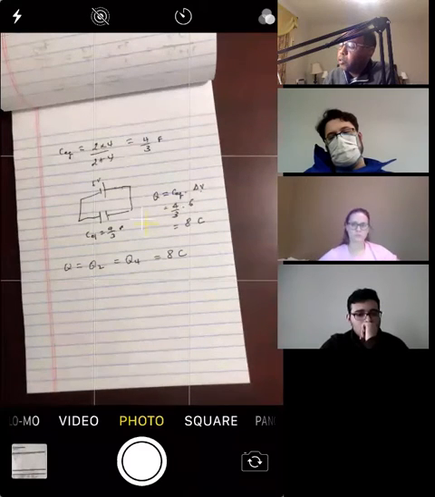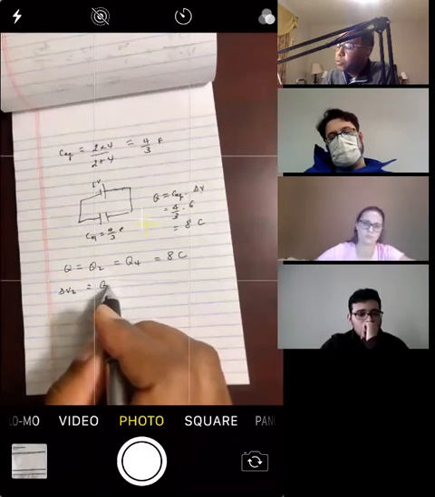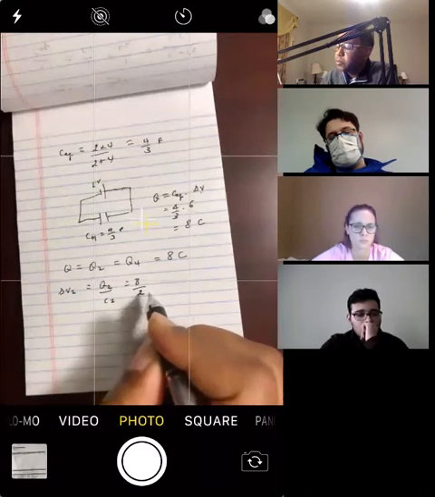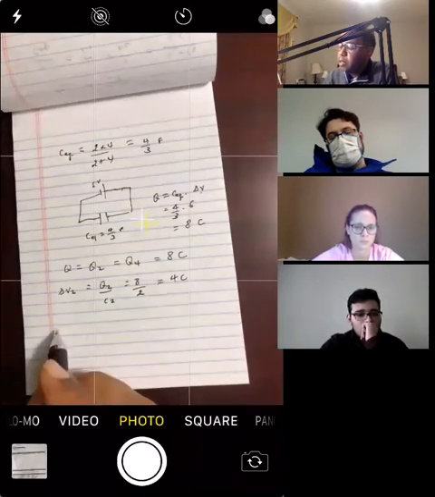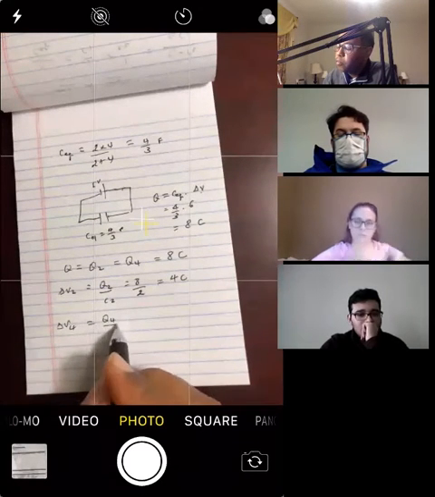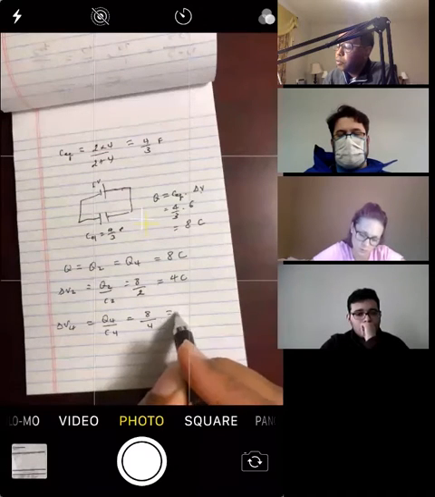All right, now I can do the potential differences. Delta V2 is Q2 over C2. That will be 8 divided by 2, that is 4 volts. And then delta V4 would be Q4 divided by C4. That will be 8 divided by 4. That will be 2 volts.